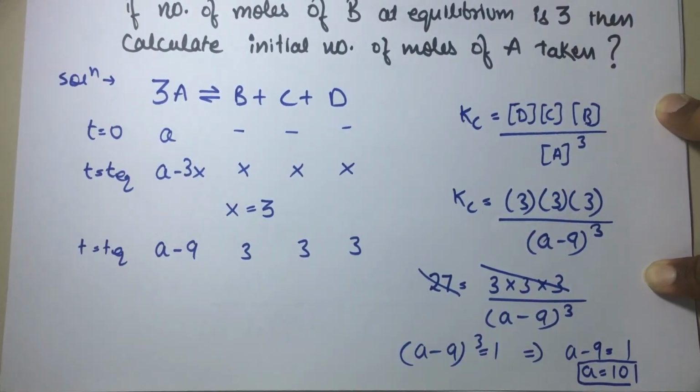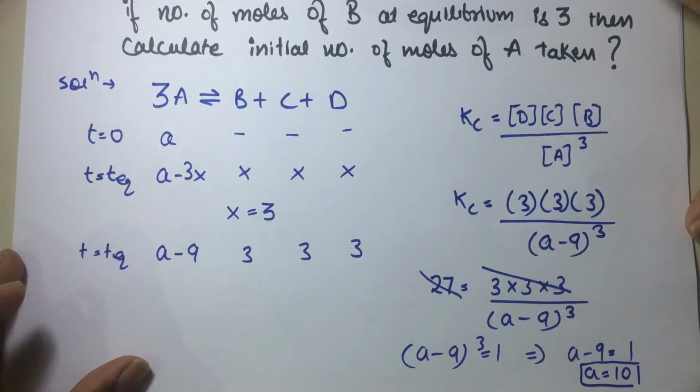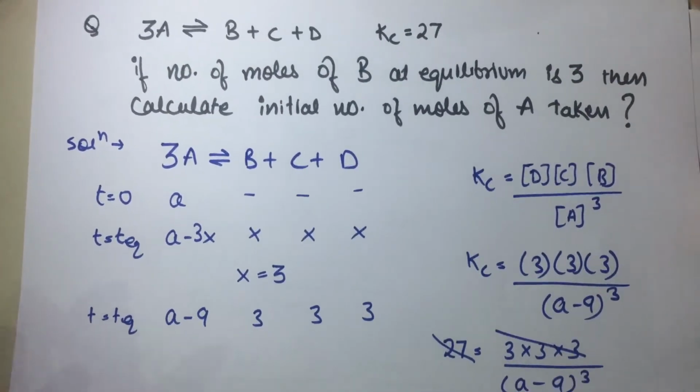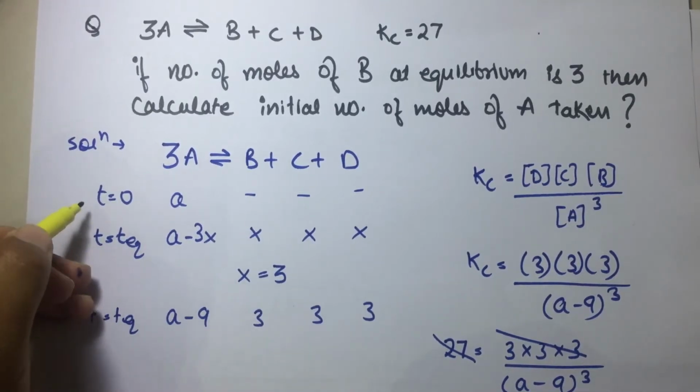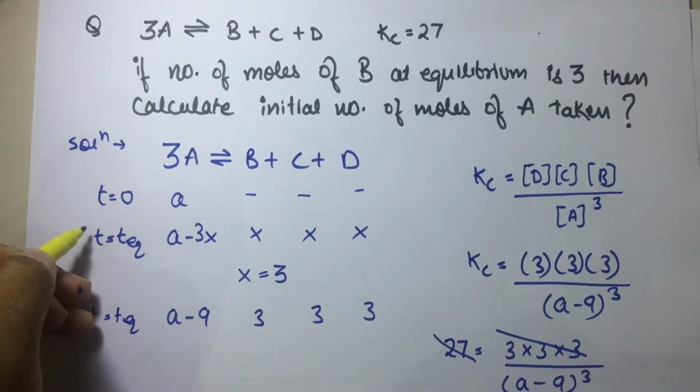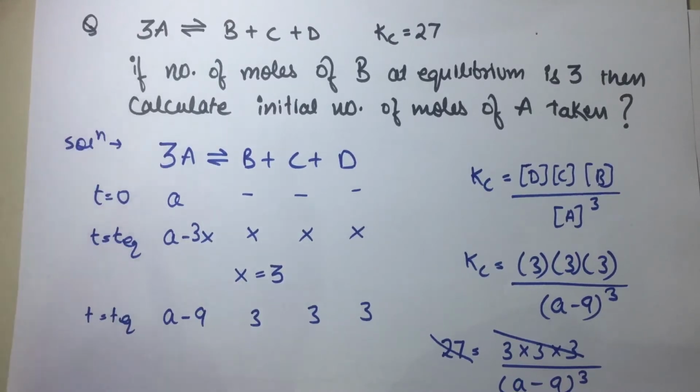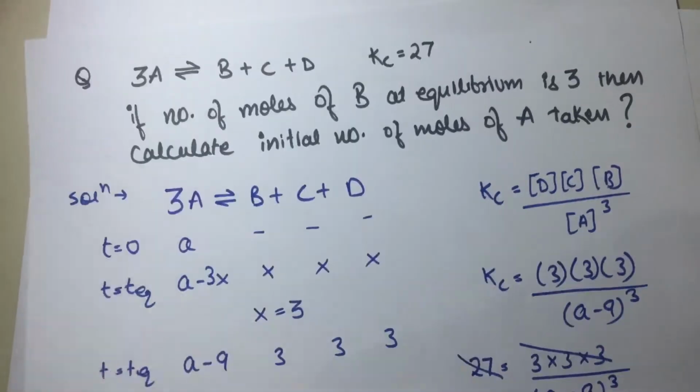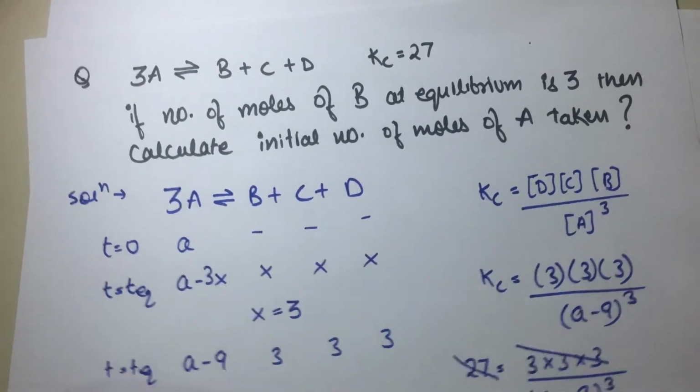Okay, so the initial number of moles of A is 10. This is a very easy question. What you have to learn in this question is that in chemical equilibrium questions, first we have to write these two equations. After these two equations, we again have to read the question. There will definitely be some other information to proceed further. Okay, so let's do one more question.